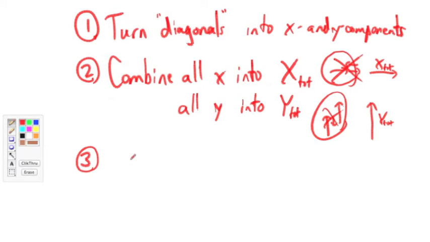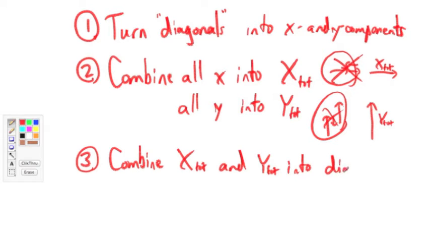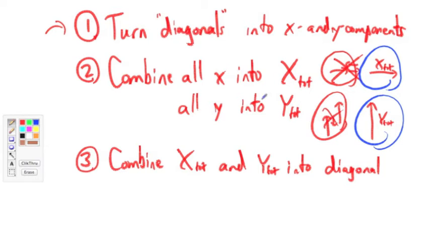And going beyond that usually isn't necessary, but in some cases we will need to combine our x total and y total, or just any x and y, into a diagonal vector. So notice how this is the mirror image of step one. Some problems, all you'll need to do is turn your diagonals into x and y components. Some problems, you'll need to combine your x's and y's, and just be very aware that x and y are going to be totally separate from each other, that you'll deal with those completely separately. And that's the main trick for dealing with anything that involves step two.